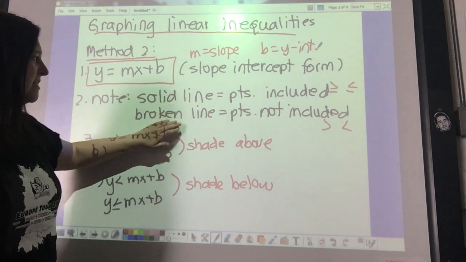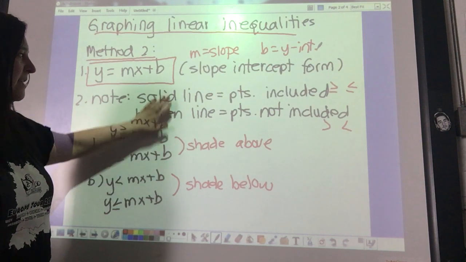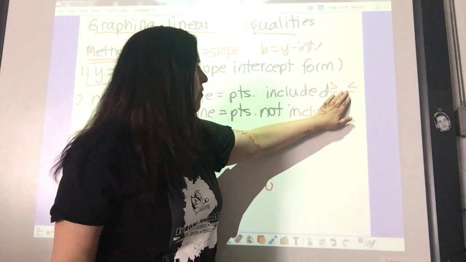Sometimes it's a solid line and sometimes it's broken. It's not broken as in asymptotes. That's a different kind of broken line. This is our actual inequality. How do we know if it's solid or if it's broken? Well, we look at the inequality sign.